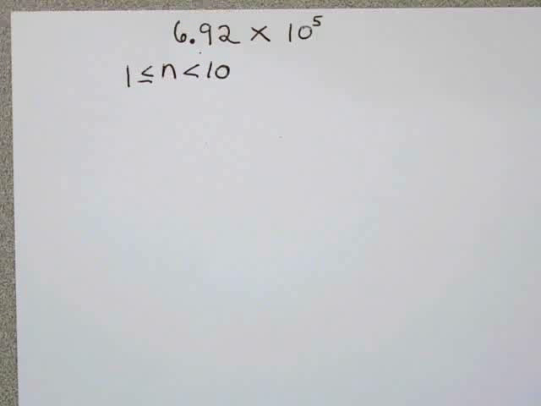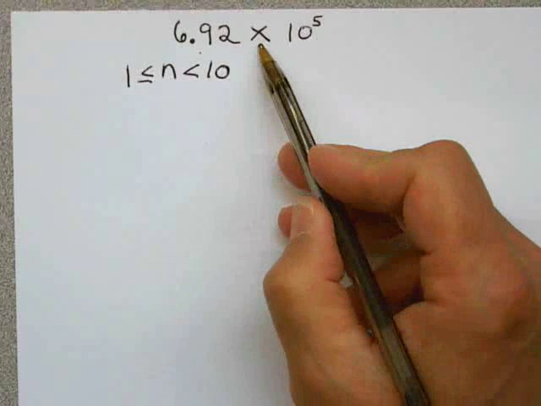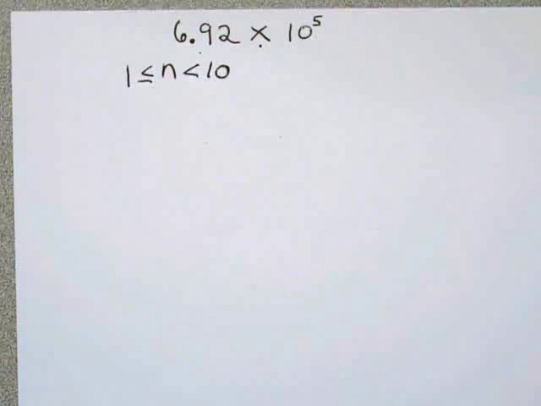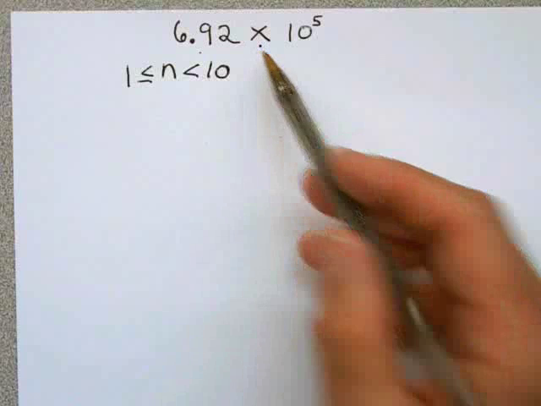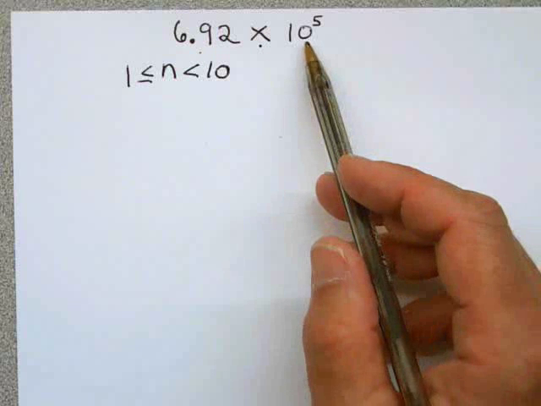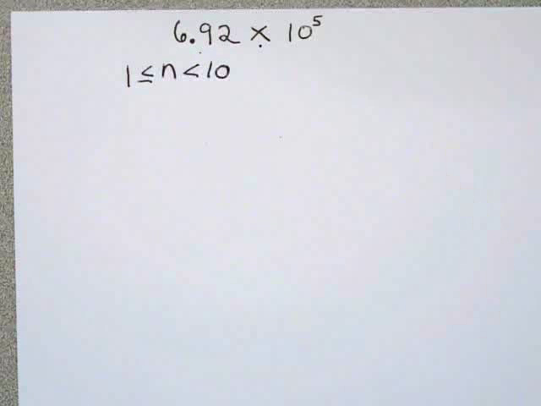Our second is that we're always going to use the x in scientific notation. That is always what we're going to use, never a dot. That's just my pen point there. Sorry about that. And the second factor is always going to be a power of 10. In this case, it's 10 to the fifth power.